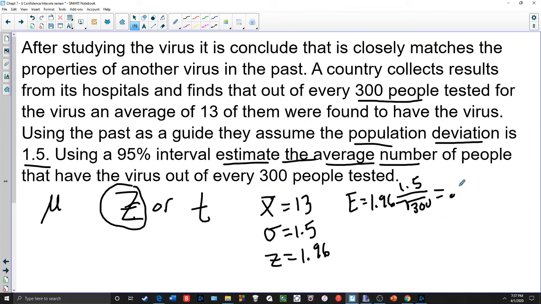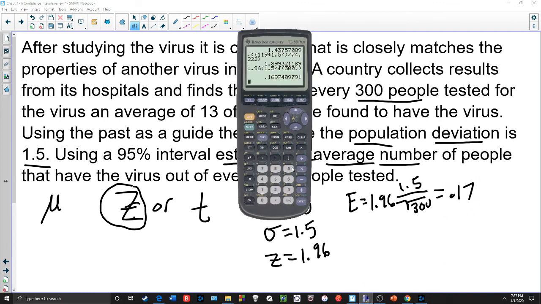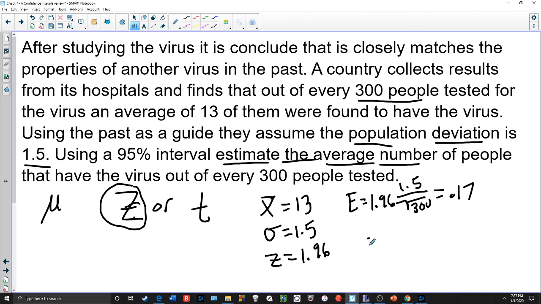So 0.17, making sure I double check my work again. Yeah, that looks good. So my margin of error is that, so that means that my average is 13 plus or minus 0.17. Again, we're not doing a proportion, so there's no dividing needed.